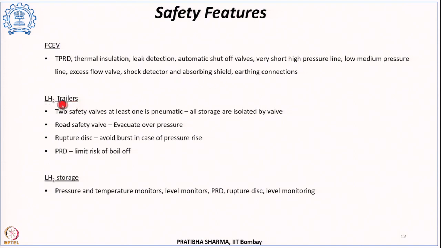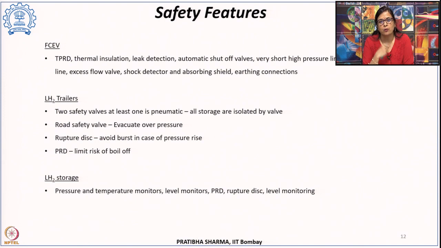With liquid hydrogen trailers, there are two safety valves provided, at least one of which is pneumatic, and all storage tanks are isolated by means of valves. Besides that, there is a road safety valve to evacuate if there is any overpressure, a rupture disc which bursts if there is a pressure rise in the trailer, and pressure relief devices so as to limit the risk of boil off. When liquid hydrogen storage tanks are considered, there are different monitors present like pressure and temperature monitors, level monitors, pressure relief devices, and rupture discs. These are the safety features which are there with the different hydrogen infrastructure.